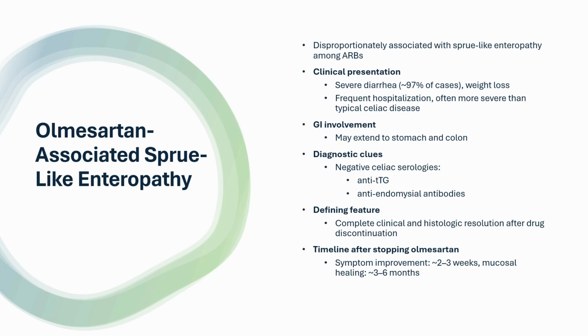Olmesartan-associated enteropathy frequently involves the entire gastrointestinal tract. Celiac serologies such as anti-transglutaminase and anti-endomysial antibodies are typically negative, distinguishing this from celiac disease. The most distinctive feature is complete clinical and histological resolution after olmesartan is discontinued. Symptoms typically improve within 2 to 3 weeks, with mucosal healing documented at 3 to 6 months.